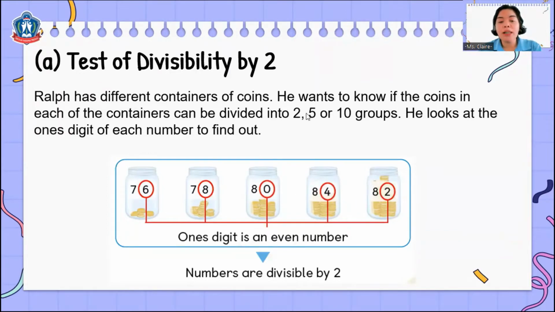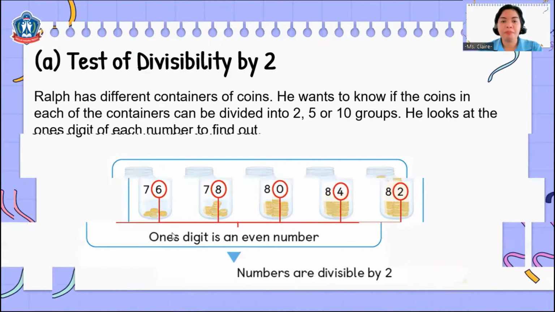So look at the ones digit of each number. Ones digits are all even numbers. So numbers that are even numbers, children, are divisible by 2. So numbers are even numbers if they end with 0, 2, 4, 6, and 8.